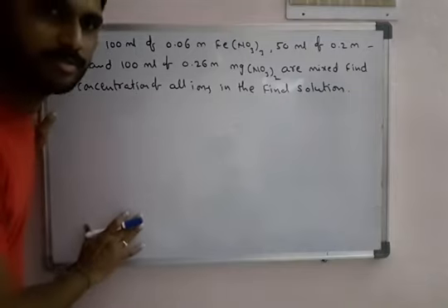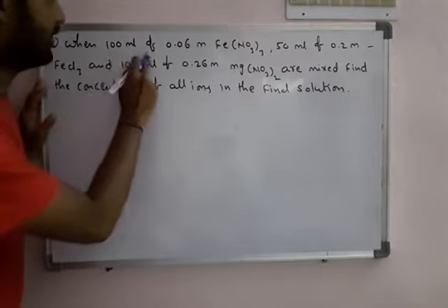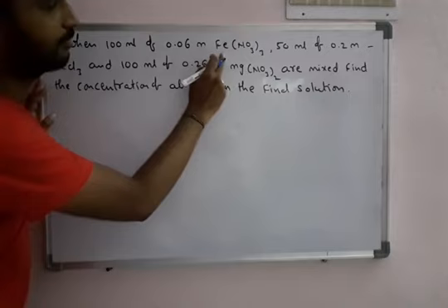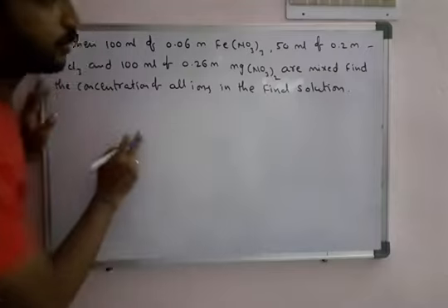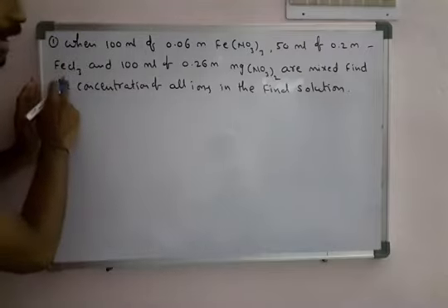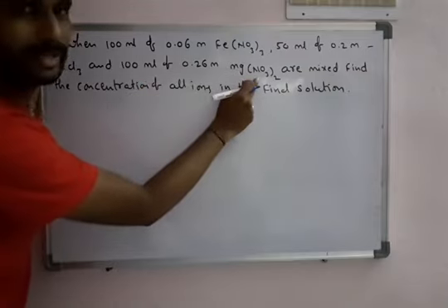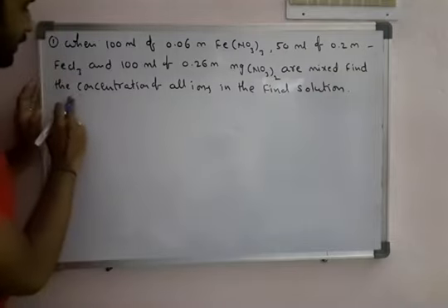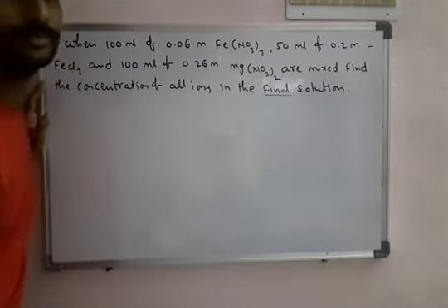So now we see the problems belong to stoichiometry. See the first one. When 100 milliliter of 0.06 M ferric nitrate and 50 milliliter of 0.2 M ferric chloride and 100 milliliter of 0.26 M magnesium nitrate, the three solutions are mixed. We need to find the concentration of all individual ions in the final solution.